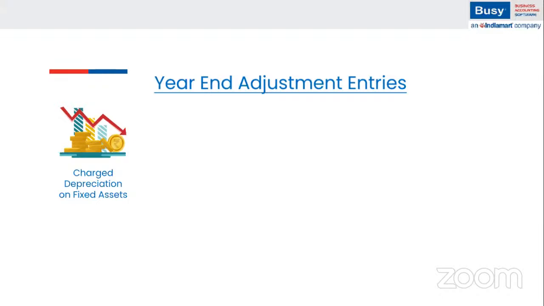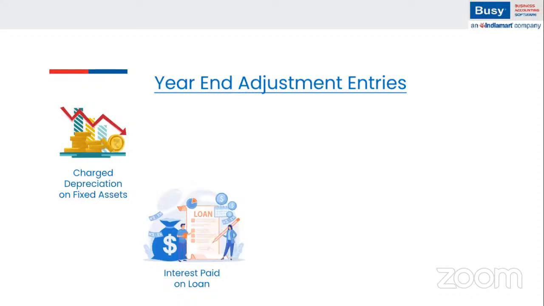For the fixed assets, you have to charge the depreciation because year by year, the value of the fixed assets is going to reduce. For that, you have to post one journal voucher, and that journal voucher value will be reflected in your profit and loss statement. So you can enter one adjustment entry for that.